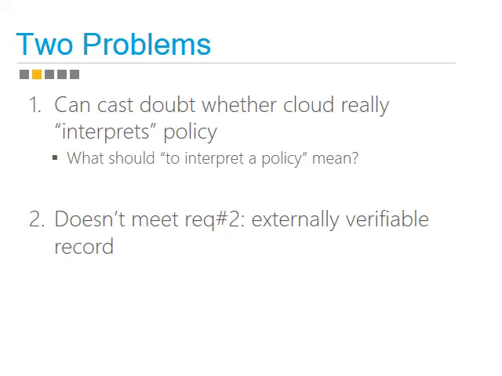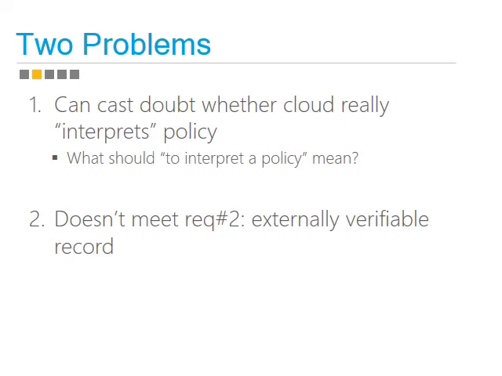However, this simple scheme has two problems. One is that it can cast doubt whether the cloud really interprets the policy. Well, at the end of the day, on the previous slide, what we saw was the cloud using the policy to XOR a blob, a bag of bits, and to retrieve the user's data in that way. Does this mean that the cloud really interpreted the policy?